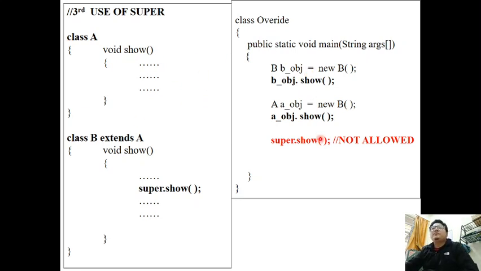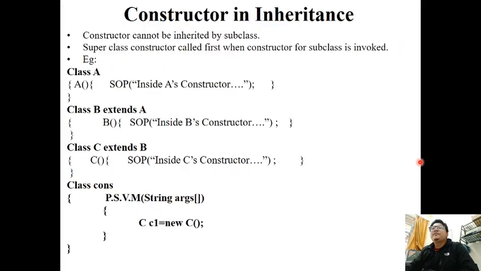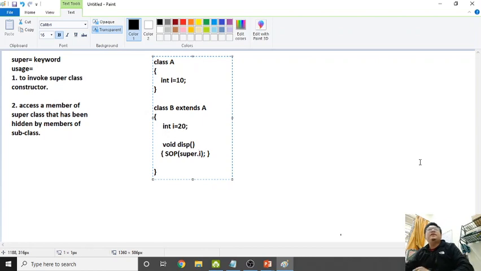But this second method we have already seen. It is an alternative method also. So using super also you can do the same. This first one is applicable to this use of the super keyword, and the second is the alternative method. If you try to do super dot directly, it's not allowed.